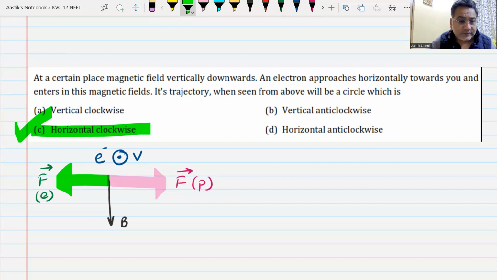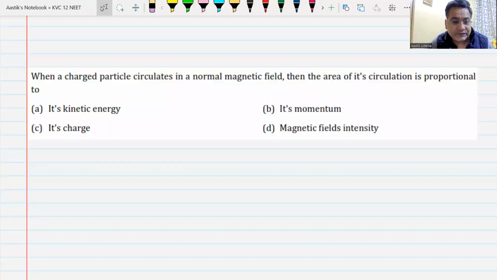Comes the next one. When a charged particle moves in a magnetic field, then the area of its circulation is proportional to what? I'll give you 2 minutes to give me the answer for this one. And the answer is indeed kinetic energy.